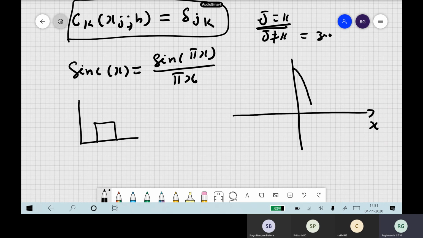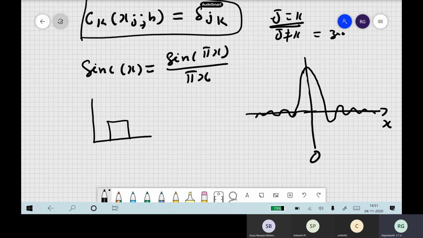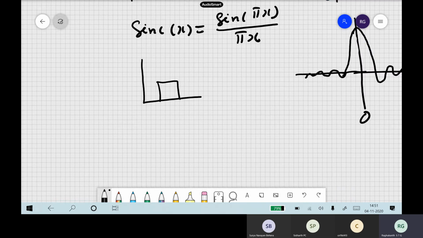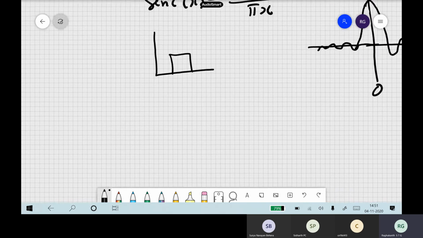So it goes like this, and of course this will be symmetric on this side also. Okay, so this is how this function looks. This is a sinc function. You follow? So at x equal to 0, it will be equal to the functional value itself. So this cardinal function can be used to find out for any function.